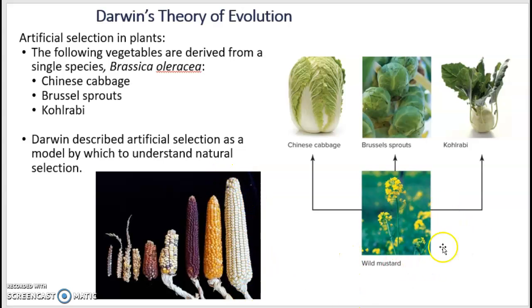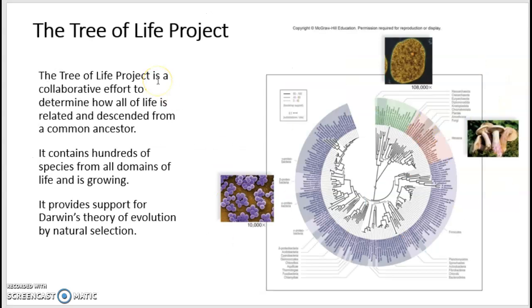Same thing happened with wild mustard. There were mutations that led to different varieties. And after artificial breeding, we came up with Chinese cabbage, Brussels sprouts, and kohlrabi. These are all examples of artificial selection. And from natural selection and artificial selection, Darwin proposed that that is where all these different organisms came from. And he was on the right track. There's more to the story, which I'm going to talk about in the next video here.